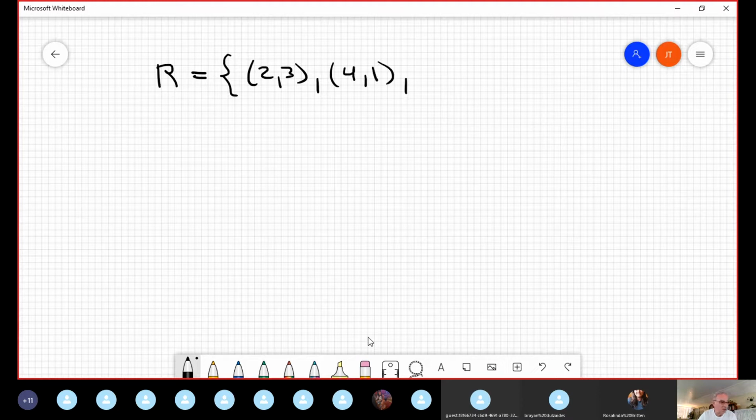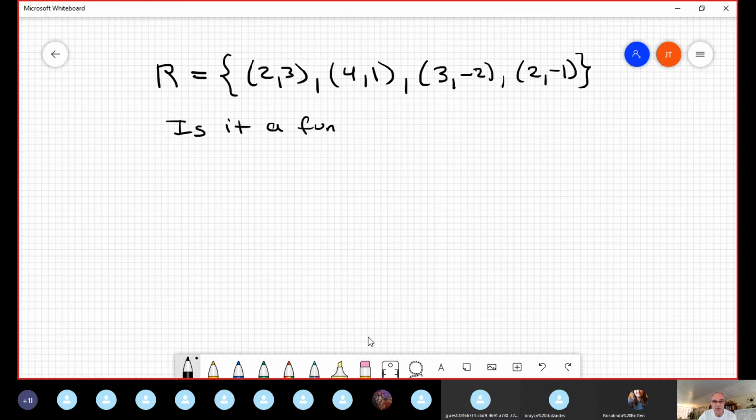I need to know (2, -2), and (-2, 2), (-1), and close the curly bracket. The question is: is it a function? Yes or no? And my next question is: what is the domain and what is the range?